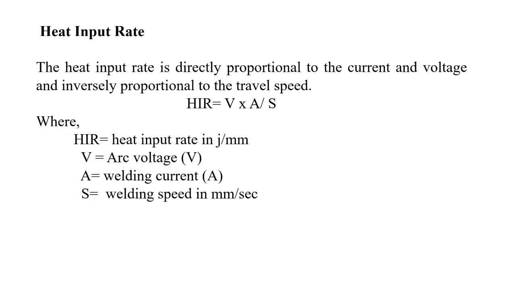The third one is heat input rate. The heat input rate is directly proportional to the current and voltage and inversely proportional to the travel speed. Here, HIR, heat input rate, is equal to arc voltage times welding current divided by welding speed in mm per second.